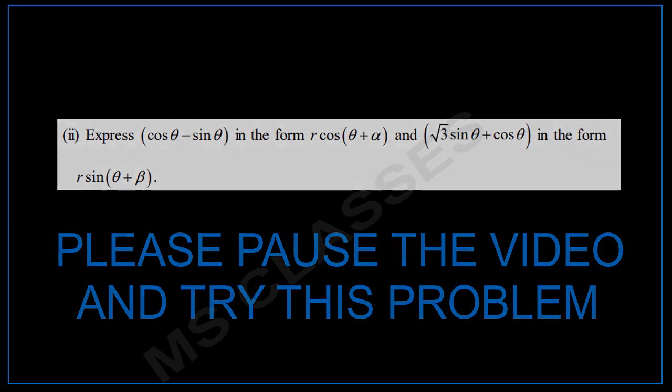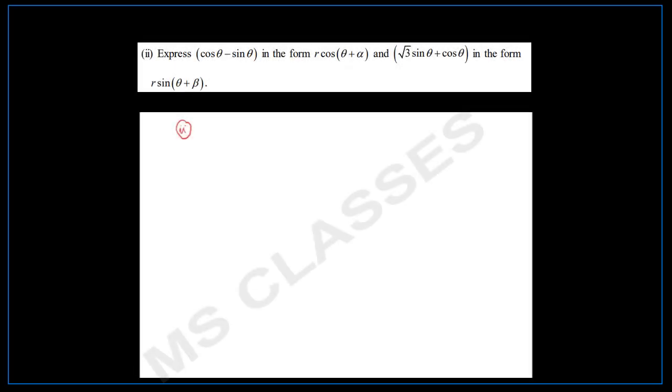Express cos theta minus sin theta as r cos of theta plus alpha. Our intention is to get it as cos of theta plus alpha. So this is the intention.